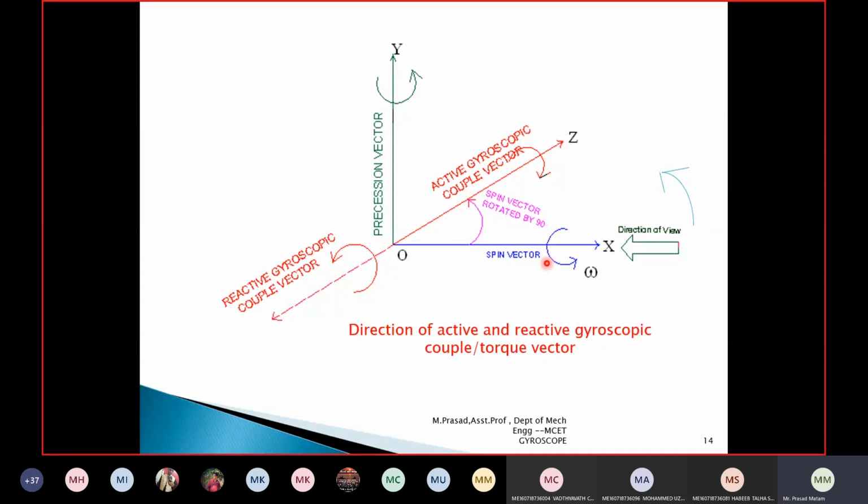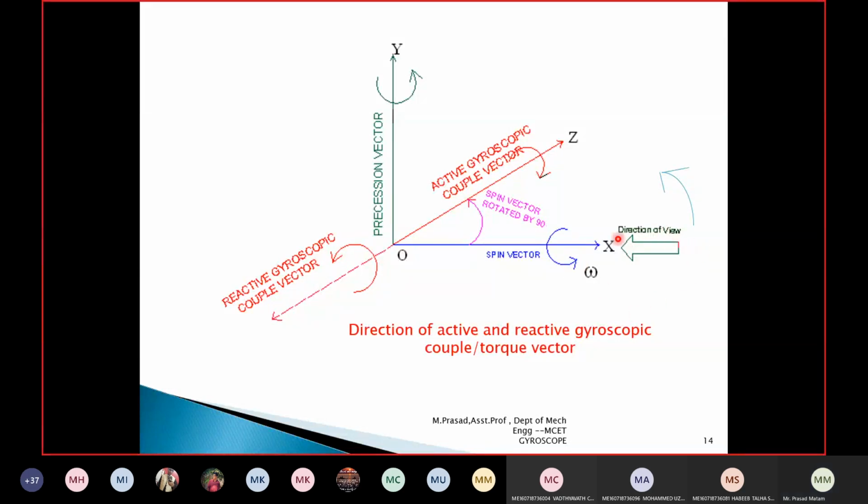So from this point, when your thumb rotates clockwise in this direction, the spin vector is moving in this direction, forward. This arrow mark shows the direction of your spin vector. So when the disc rotates in clockwise, this is the direction of the spin vector. It is moving in this direction. Means when I am seeing from this end, is it moving towards me or moving away from me?